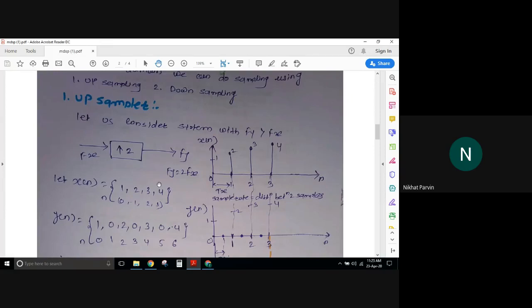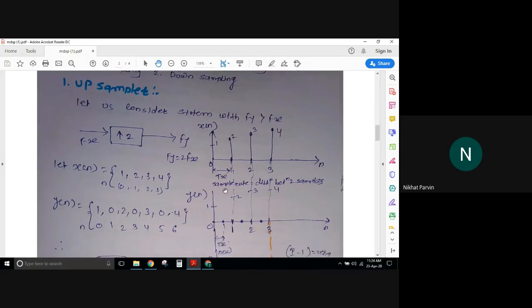Now here I want fy greater than fx, by how much? By 2fx. You can take any value; I have taken 2fx. Here I can see this time duration, which I'm calling the sampling interval: the distance between two samples, represented as Tx. Now what I want is to upsample. I know that T equals 1 by f, so now I'm choosing to increase my sampling rate.